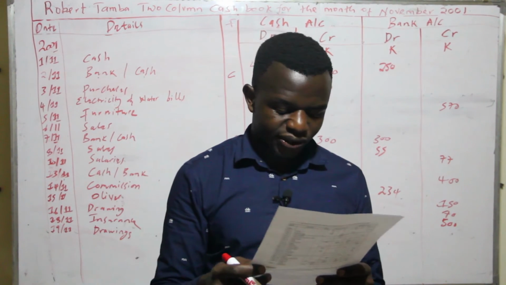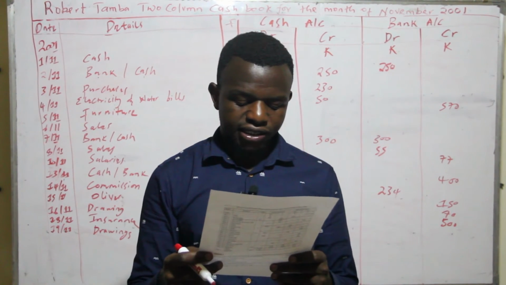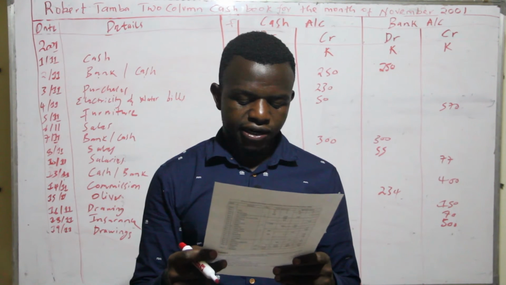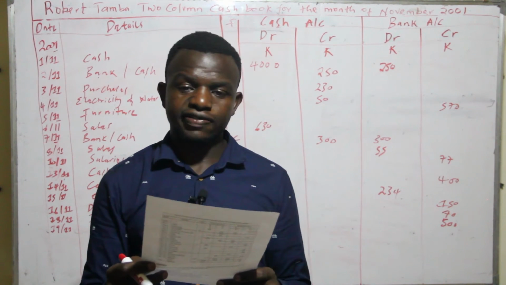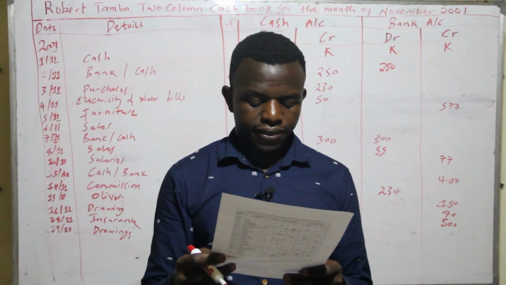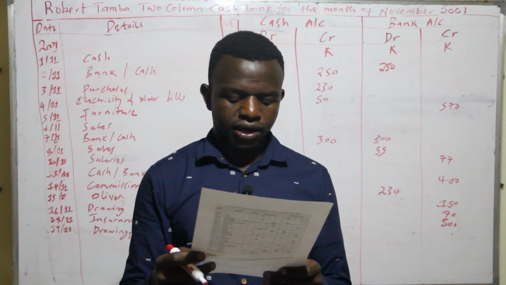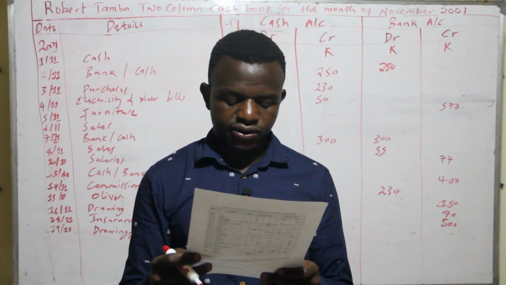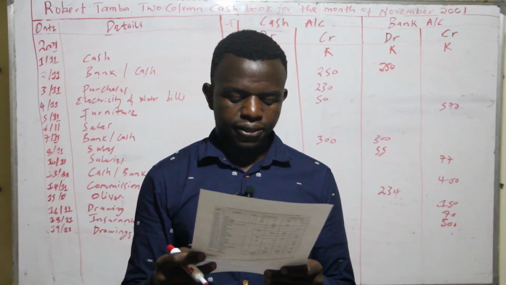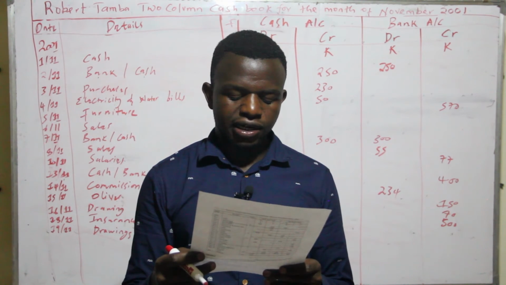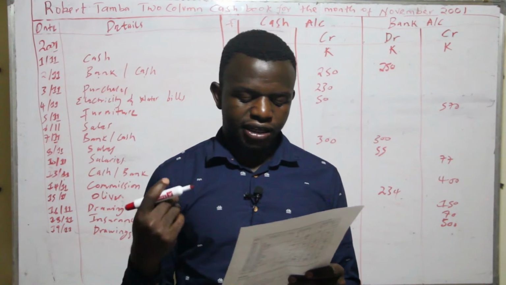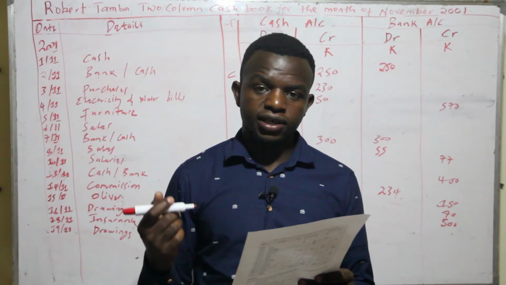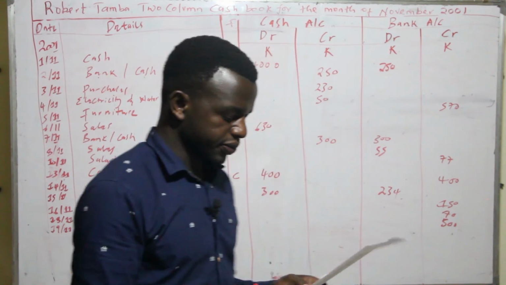Then on the 27th of November, cash sales direct into the bank amounting to 674 kwacha. So that one, in our details, we're going to say sales, and since we are selling our goods, that means that money was coming into the business, and that means that we are going to debit the bank account.